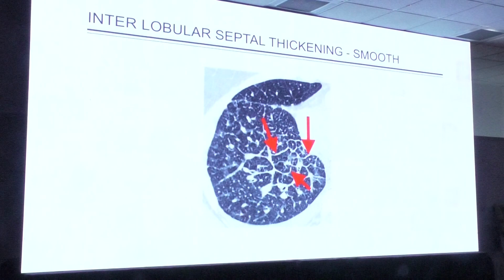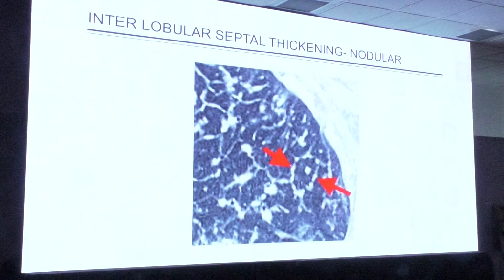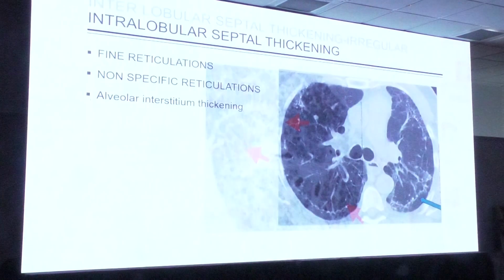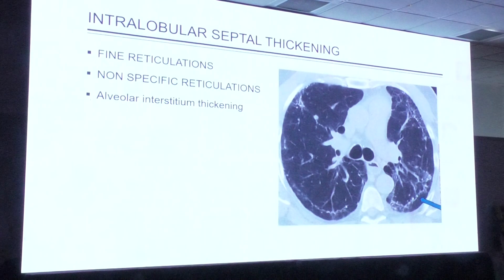So this is an interlobular septal thickening, smooth interlobular septal thickening. I'm not going to discuss where you will get it; it will be discussed in the next talk. Okay, can you identify this? Then we go for nodular interlobular septal thickening. Smooth, then nodular. Then the third is irregular interlobular septal thickening. So we have three types of interlobular septal thickening: smooth, nodular, and irregular. Then we have intralobular septal thickening.